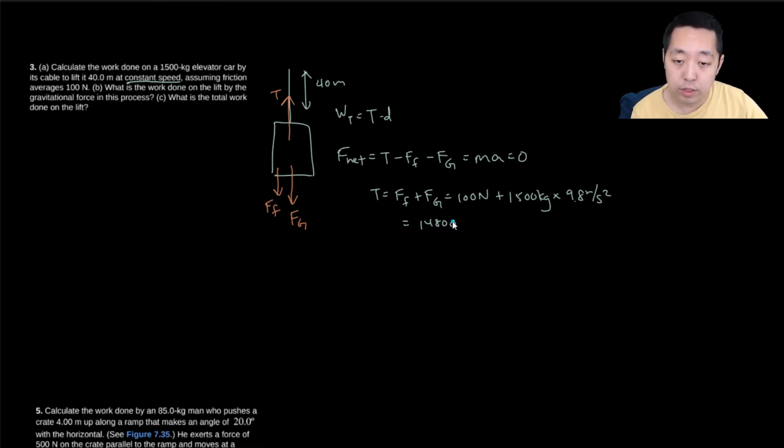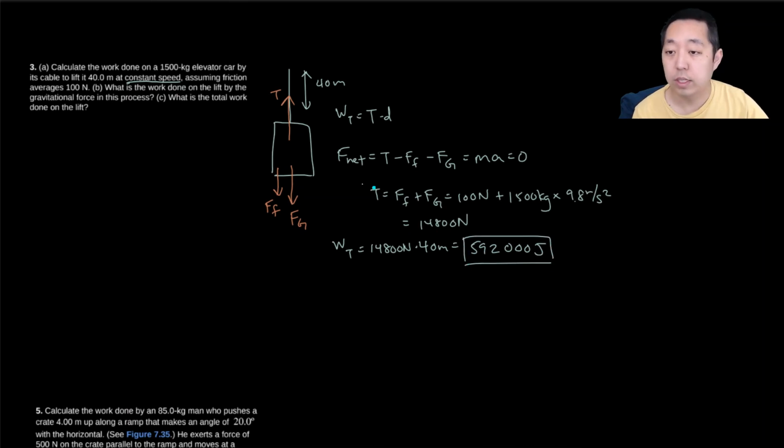14,800 newtons. So then the work done by this tension, or this lift force, is 14,800 newtons times the distance that it did that work for, 40 meters. And that's 592,000 joules. So that's the work done. What is the work done on the lift by the gravitational force in this process?